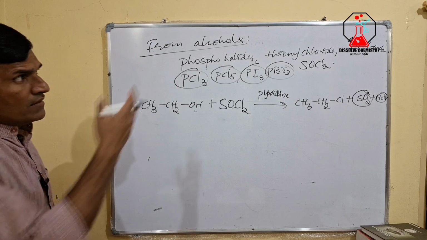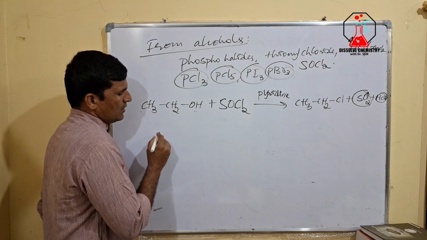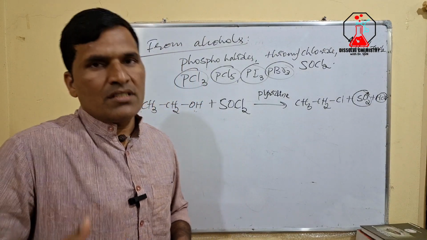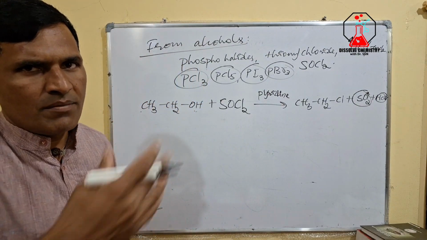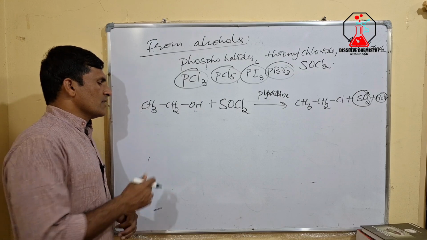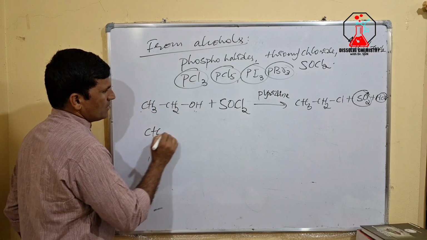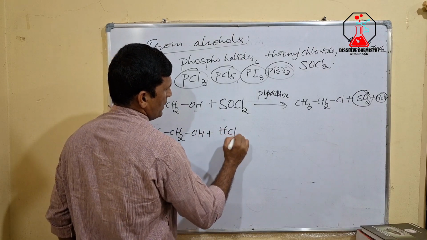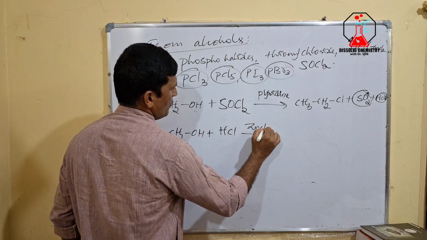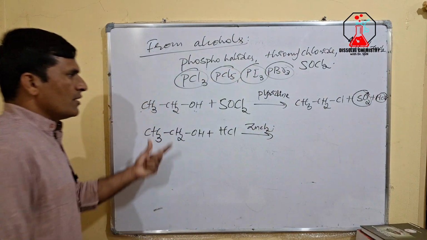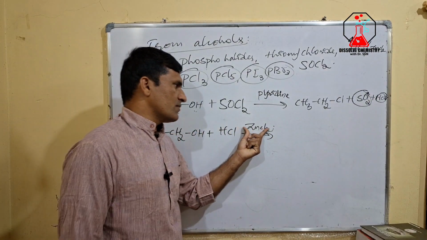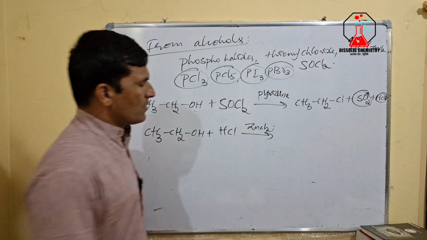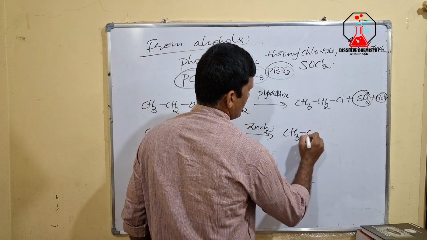Right. Then next is important, that is dry HCl gas and zinc chloride combination, which we call Lucas reagent also. We will be studying it in detail in alcohols also. So how can we prepare that? One: CH3CH2OH plus HCl in presence of zinc chloride. Primary alcohols in presence of zinc chloride combine with HCl to give ethyl chloride as the product.